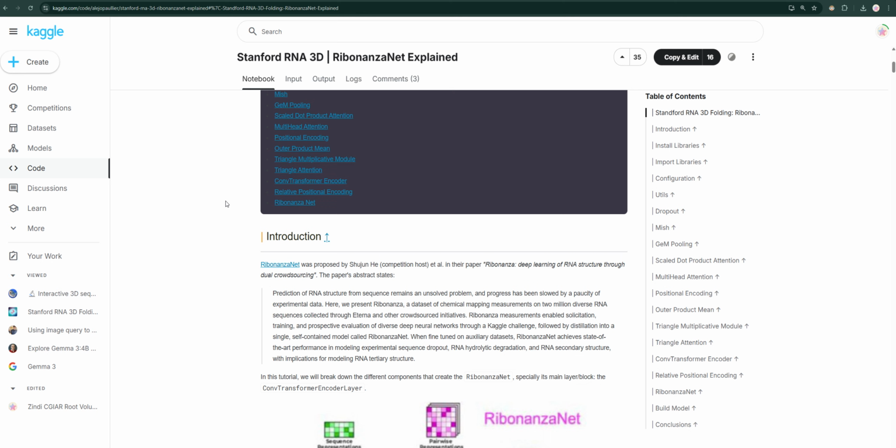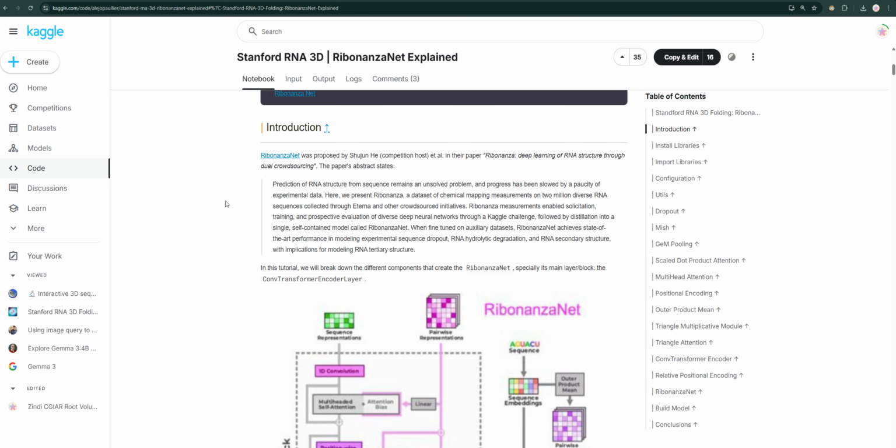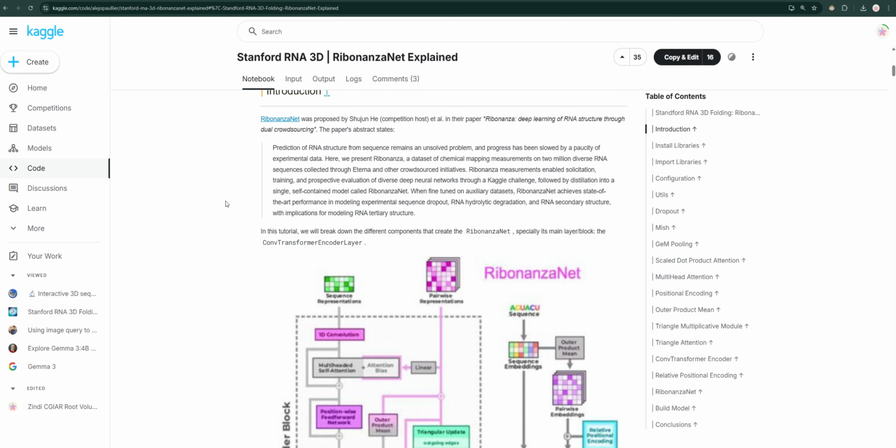Whether you're a machine learning enthusiast looking to understand transformer architectures in a new context, or a biology researcher curious about computational approaches to molecular structures, this video has something for you. So let's jump right in.